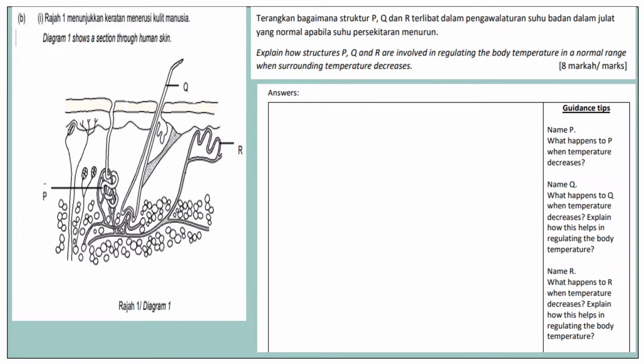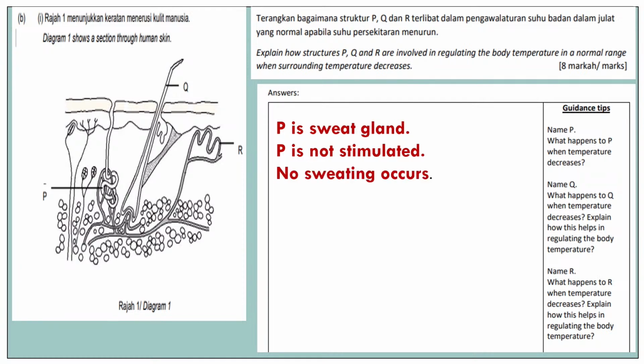Name P, since they want you to explain about P, Q, R. So you have to name P, Q and R. P is the sweat gland. Next, P when temperature decreases. P is not stimulated. The sweat gland will not be stimulated, so there is no sweating. No sweating occurs.